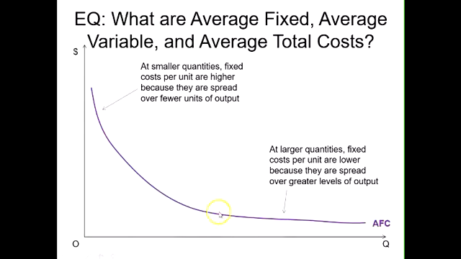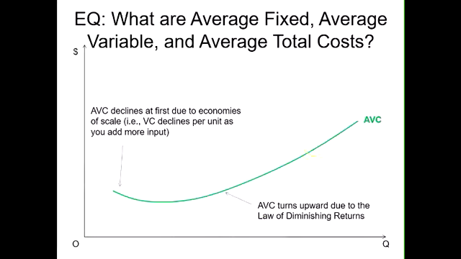get smaller and smaller, and it's going to keep getting closer and closer to this horizontal axis. It's never actually going to become zero, but it's going to become so small that it's like zero, and that's what we would like to have. So at larger quantities, fixed costs per unit are lower because they're spread over greater levels of output, a greater number of quantity. Now, average variable cost, on the other hand, it starts out going down a little bit.